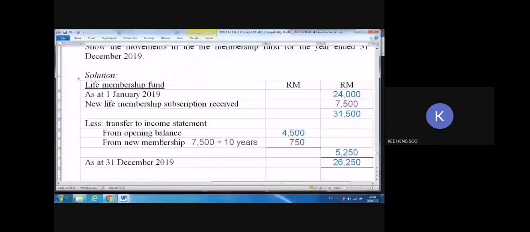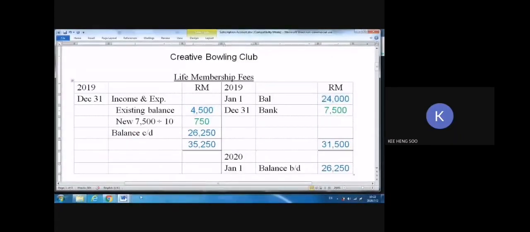Okay, so this is a ledger. Am I showing you just now this one? Have you copied down this one? You take picture. I think you don't copy already. You just snap a picture of this Creative Bowling Club. Okay, you snap a picture already?